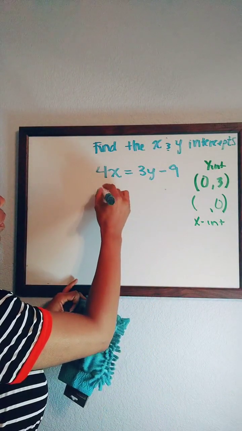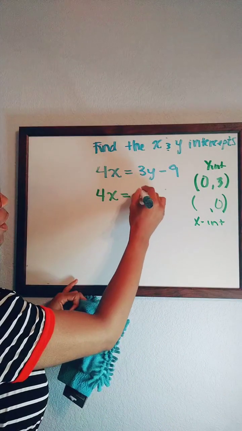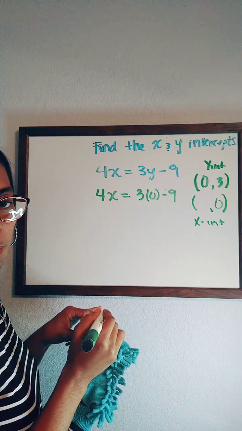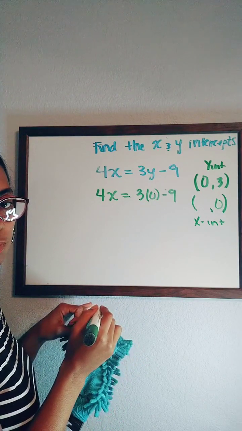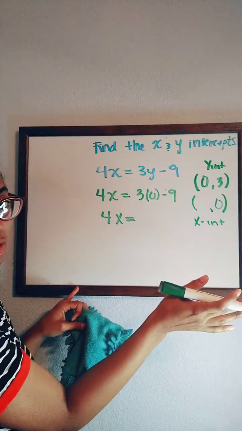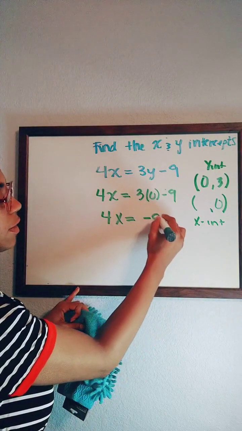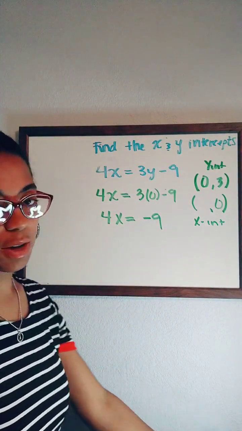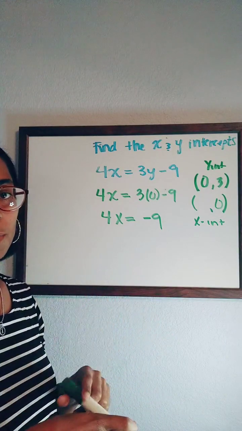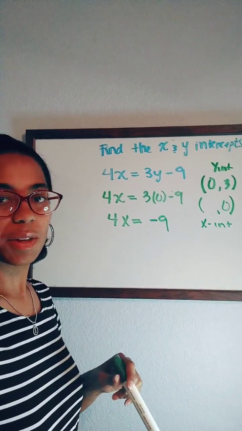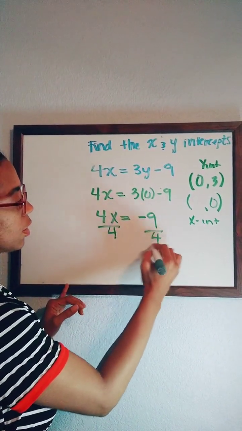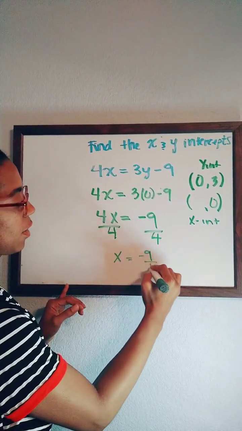So I'm going to go ahead and put 4x is equal to 3 times 0 minus 9. Four x is equal to, we know 3 times 0 is just 0. So I don't even have to write that. -9. I need to isolate and get that x by itself. So what's the last step I need to do? Same thing I did on the other problem. Anytime I'm doing multiplication, I do the opposite of that, which is division. Very good. So now I have x is equal to -9/4.